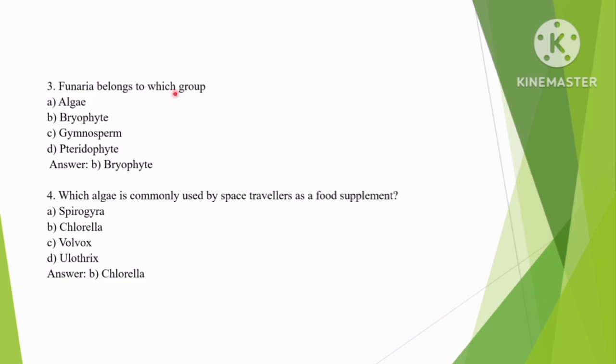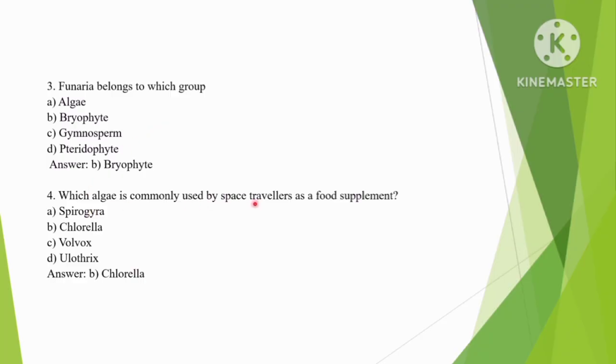Funaria belongs to which group? Right answer is option B, bryophyte. Funaria is a moss with a prominent gametophyte and a dependent sporophyte. Bryophytes are non-vascular and thrive in moist, shady areas.